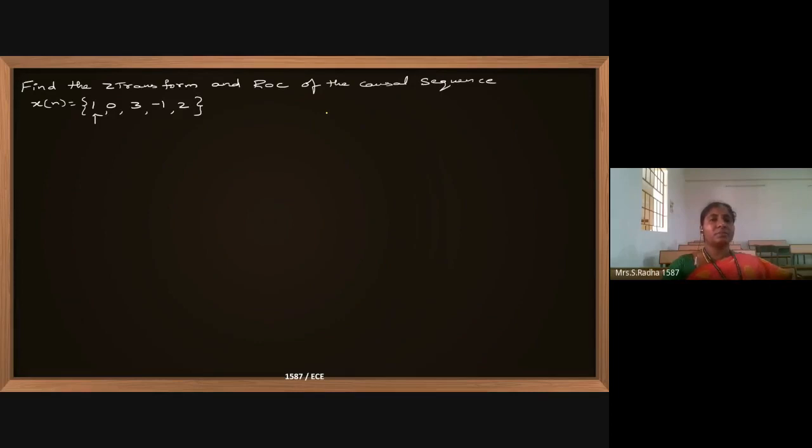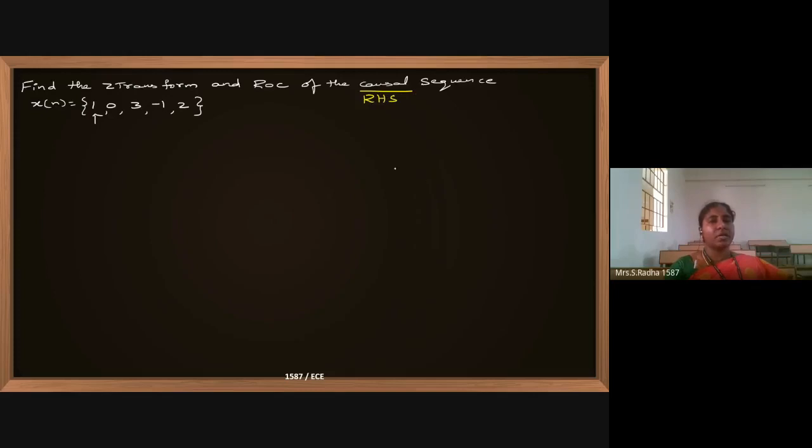We have given a sequence x of n. Sequence means signal. In the discrete time, signal is called sequence. Discrete time signal is called sequence. Causal means right-handed signal.